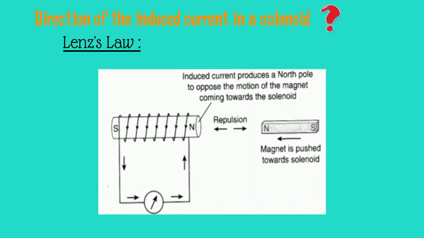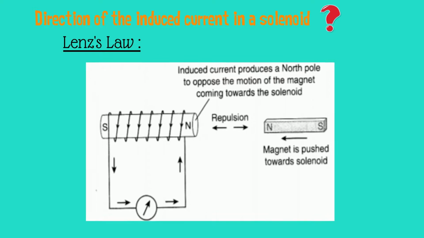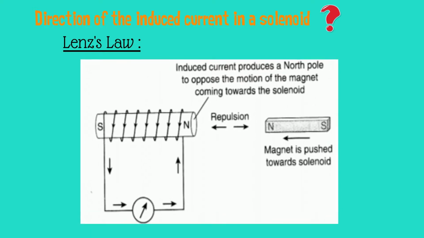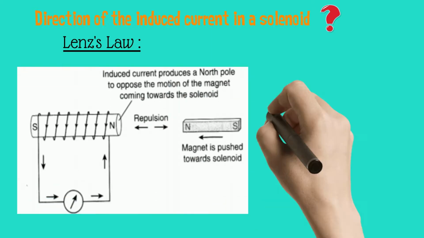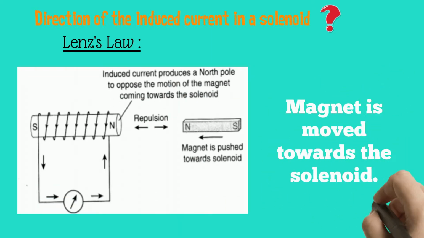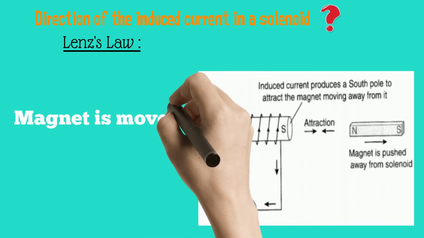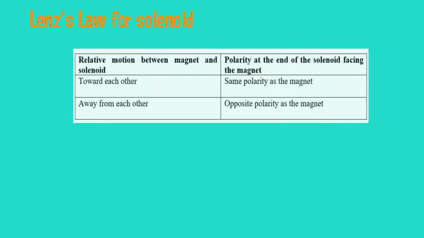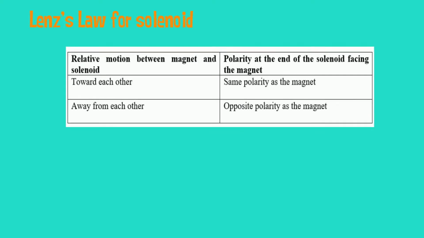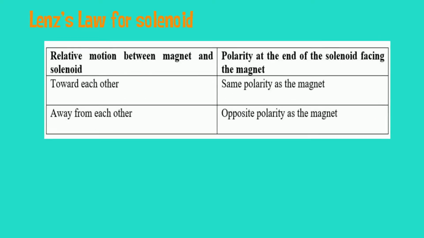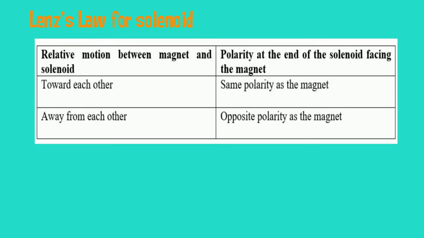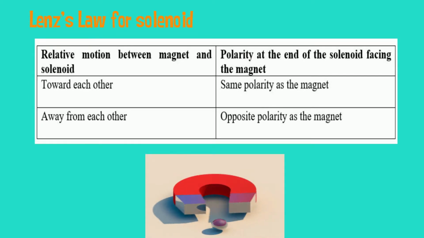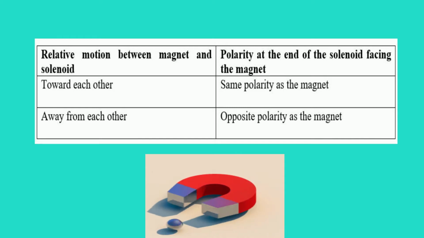According to Lenz's law, induced current produces a north pole to oppose the motion of the magnet coming towards the solenoid. Furthermore, when the magnet is moving away from the solenoid, induced current produces a south pole to attract the magnet moving away from it. In short, we can summarize Lenz's law for a solenoid as the table below. When they move towards each other, the same polarity as the magnet will be produced at the end of the solenoid. When they move away from each other, the opposite polarity to the magnet will be formed.